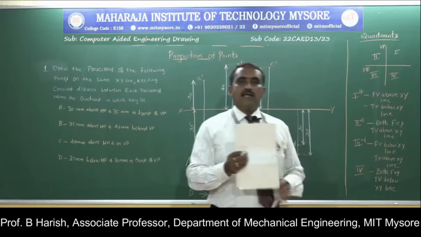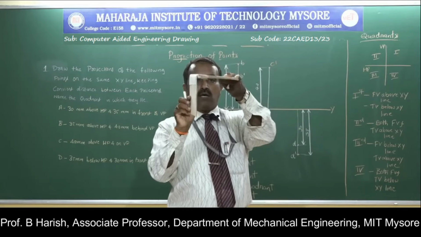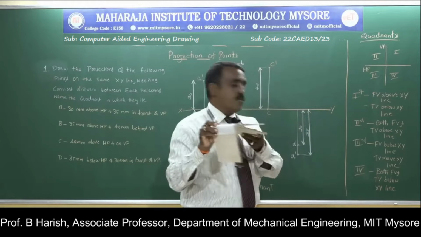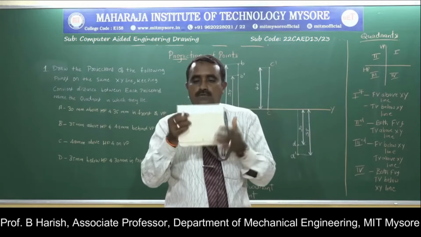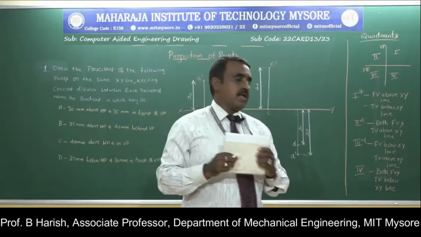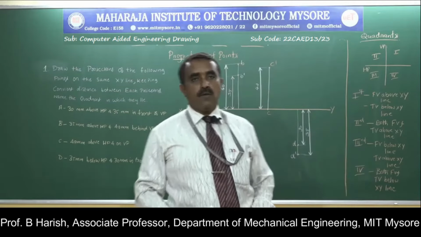Fourth quadrant: this is the fourth quadrant. The object is here. The rule is that only the horizontal plane is rotated. In this case, both the front view and top view will be below the XY line before rotation, with the vertical plane fixed. I am rotating the horizontal plane, so both the top and front views will be above the XY line. The intersection is the XY line. These are the basic things that should be known before going to the actual problems.